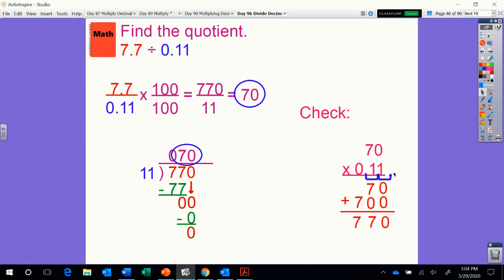Now we need to put these decimals back. So we moved it over 2 places. So now we need to move it back the other way 2 places. And we end up with 7 and 7/10, which is what we started with.